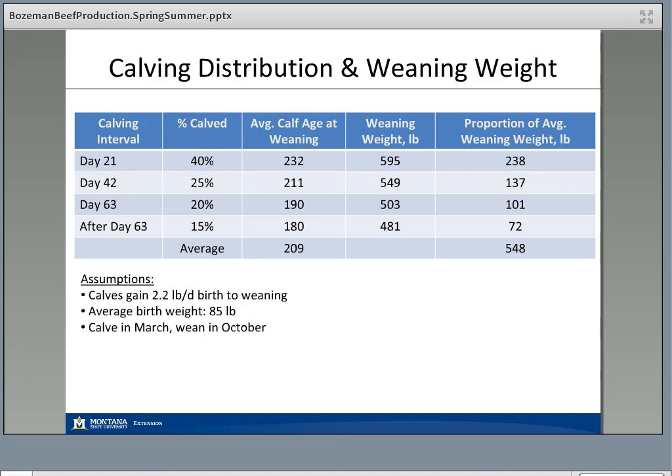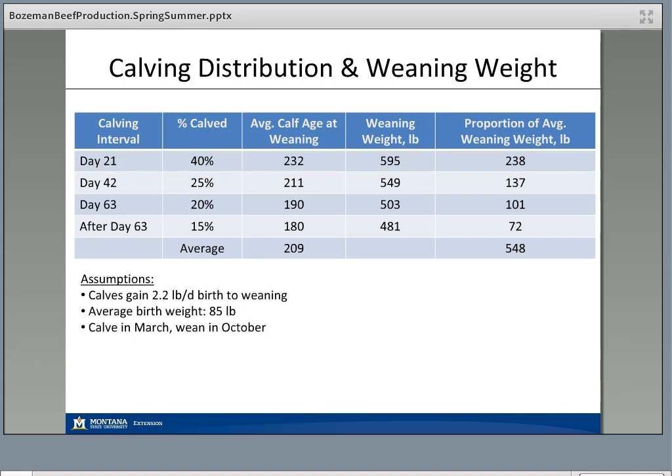Calves that are born earlier in the calving season are older. They have more days under their belt at weaning, as you can see here in the average calf age at weaning column. Overall, with this kind of calving distribution, the average calf age at weaning is 209 days. And the average weaning weight of all of these calves, you can see again the older calves are heavier, is 548 pounds in this example, where we have this spread out calving distribution.